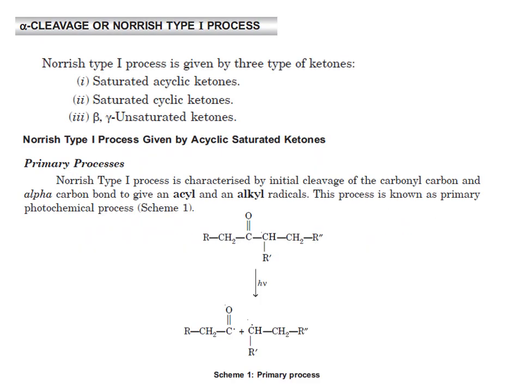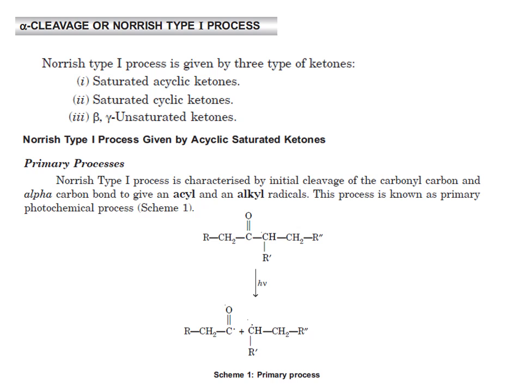So now we are going to discuss the first one, the alpha cleavage or Norrish Type I process. This Norrish Type I process is usually given by three types of ketones. The first one is the saturated acyclic ketone, number two is the saturated cyclic ketone, and number three is the beta-gamma unsaturated ketone.